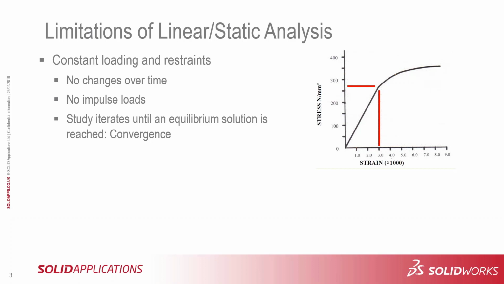What that means is that the loads and the displacements will be applied, and the study is going to iterate until an equilibrium solution is reached. That's what we call convergence. That means the study solves and you get a result. Also, the linear portion of linear static analysis means we're using a linear stress-strain curve. The picture on the right shows a stress-strain curve for what would be typical of a ductile material like a steel.